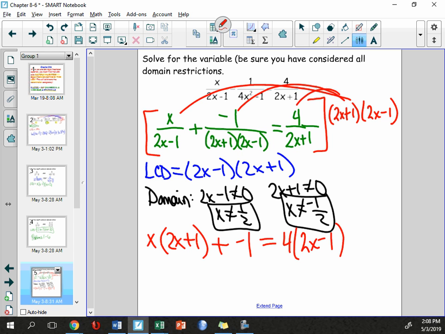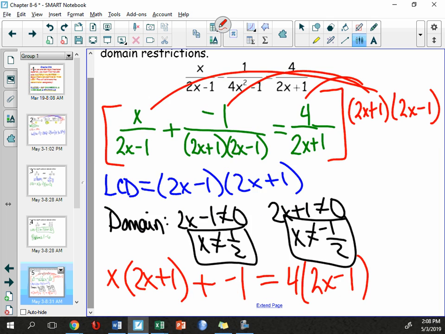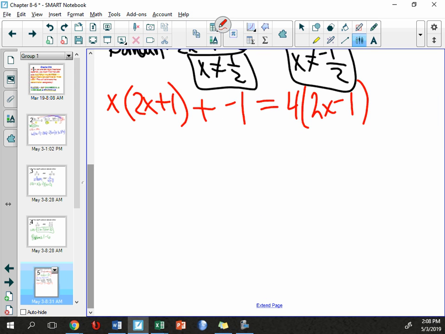So, what do I do from here? Distribute or FOIL, whatever you need to do. So I'm going to have a 2x squared plus an x minus 1 equals 8x minus 4. Yes? Now what? Combine like terms. How do I do that?